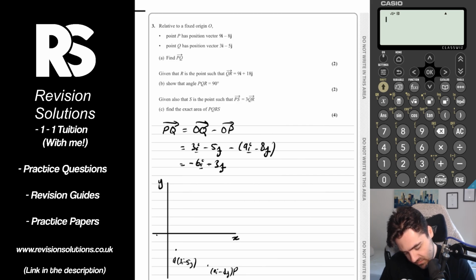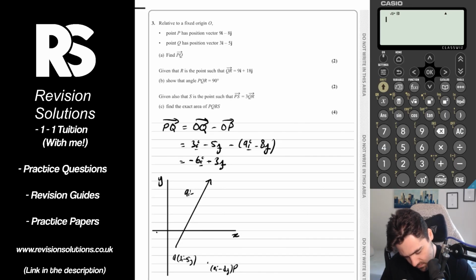And it says Q to R, so that's a vector going from Q to this new point, is 9i plus 18j. So it's going to go along 9 and up 18. So let's say it looks a bit like this. This vector here is 9i plus 18j, and that's point R here. And it's asking us to show that this is a right angle.